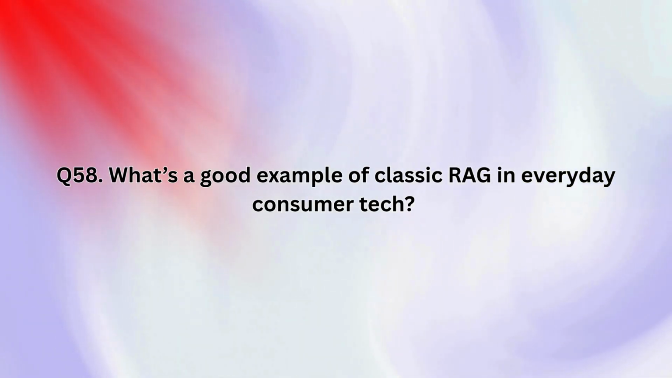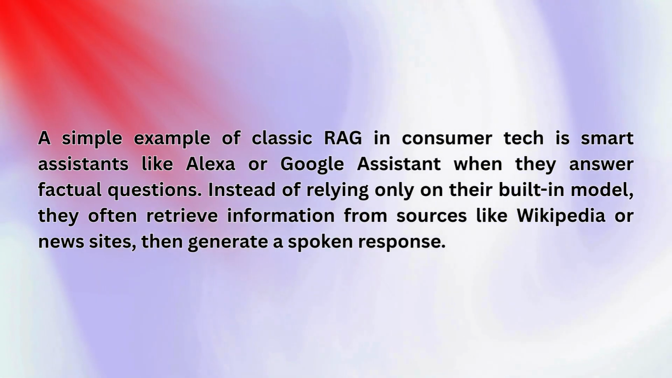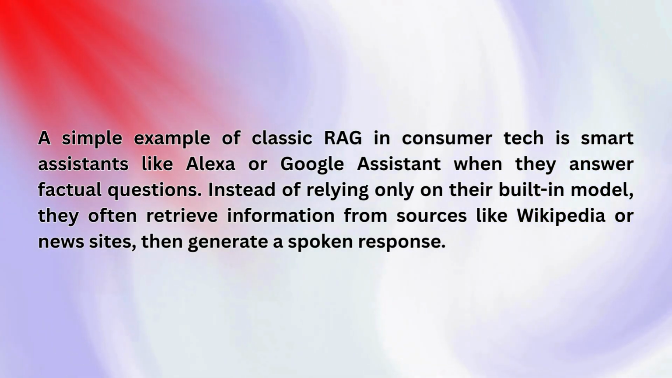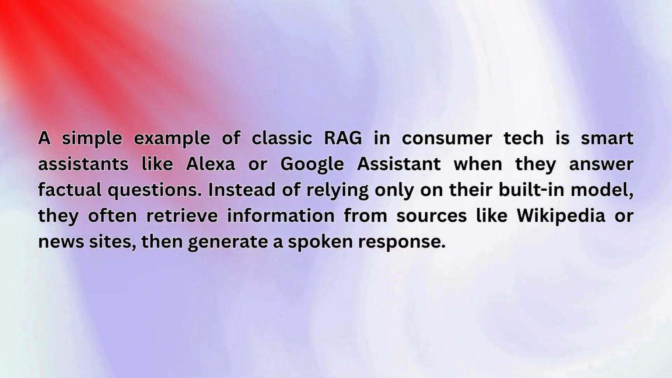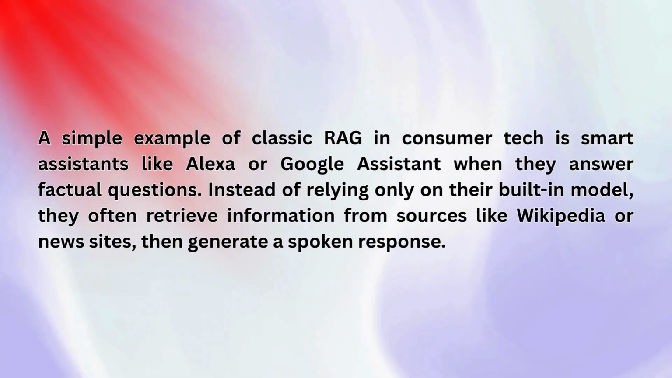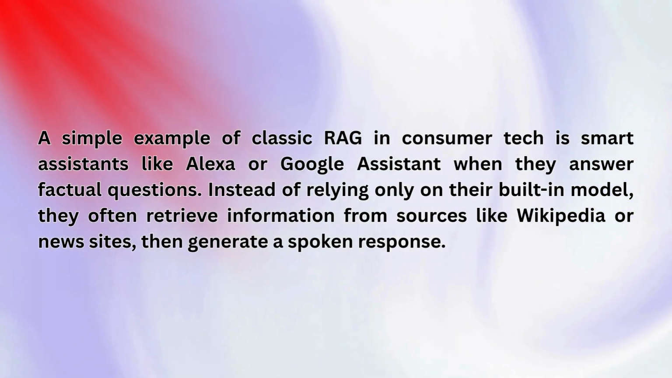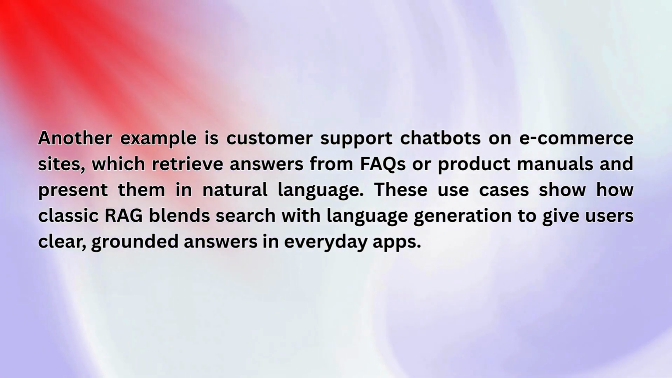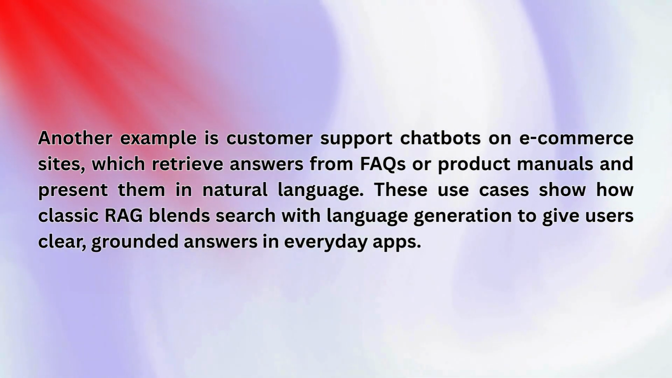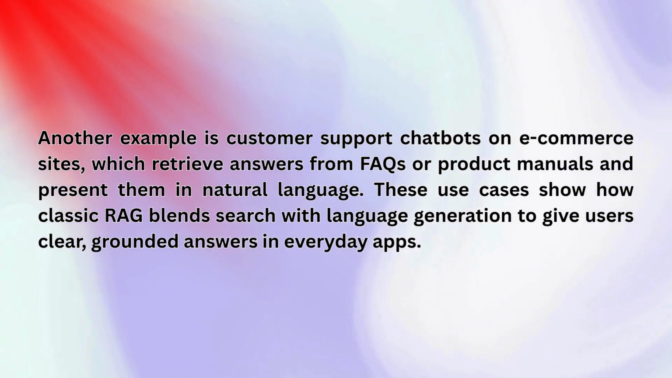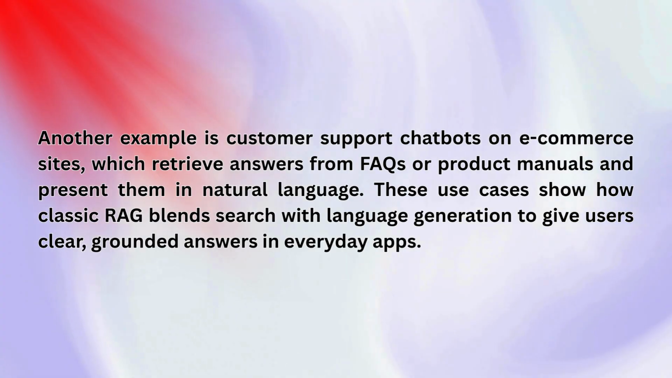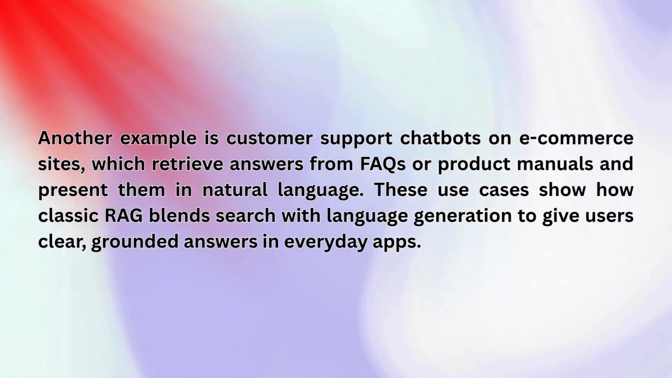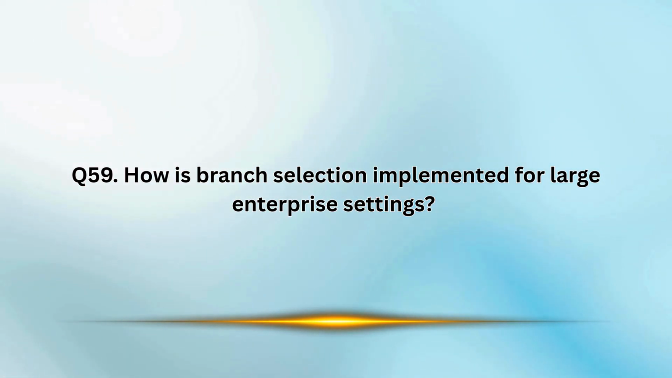What's a good example of classic RAG in everyday consumer tech? A simple example of classic RAG in consumer tech is smart assistants like Alexa or Google Assistant when they answer factual questions. Instead of relying only on their built-in model, they often retrieve information from sources like Wikipedia or news sites, then generate a spoken response. Another example is customer support chatbots on e-commerce sites, which retrieve answers from FAQs or product manuals and present them in natural language. These use cases show how classic RAG blends search with language generation to give users clear, grounded answers in everyday apps. How is branch selection implemented for large enterprise settings?